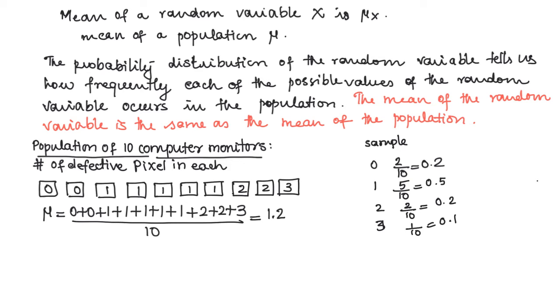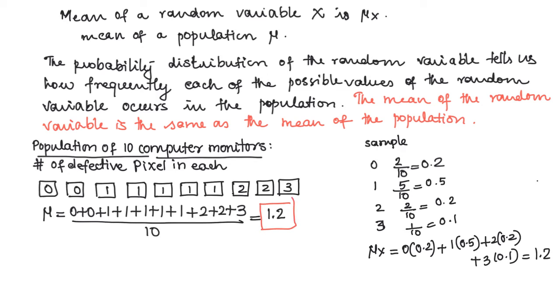So now calculate the mean of the sample. And we can see that the mean of the sample is the same as the mean of the population. Imagine that we sampled a large number of computer monitors and counted the number of defective pixels on each. We would expect the mean number of defective pixels on our sample monitors to be close to the population mean of 1.2.